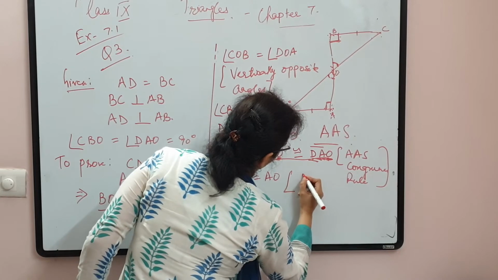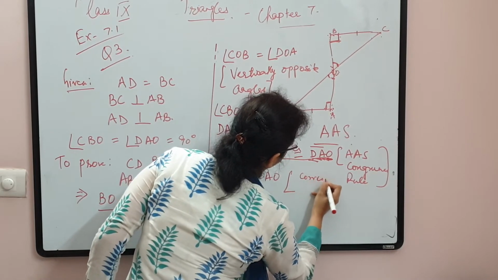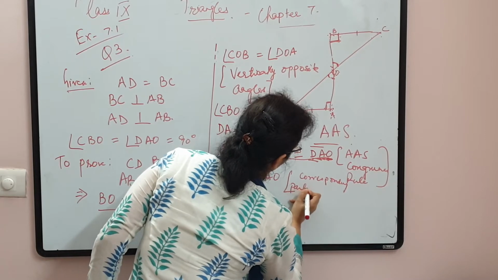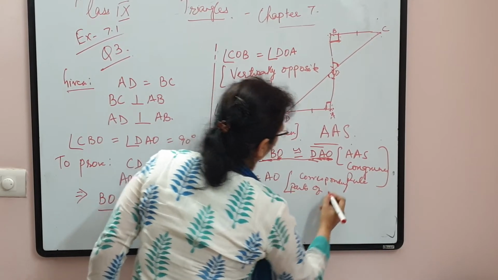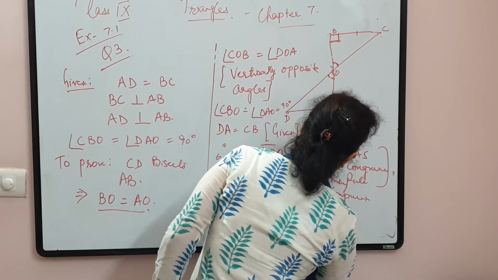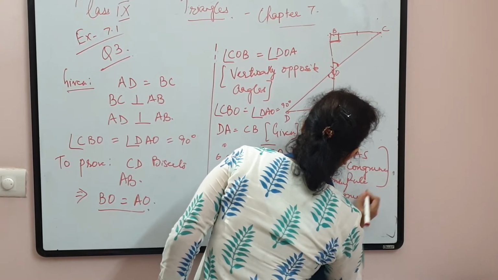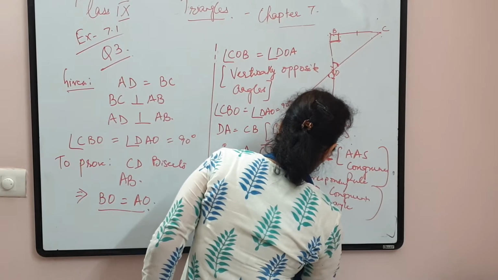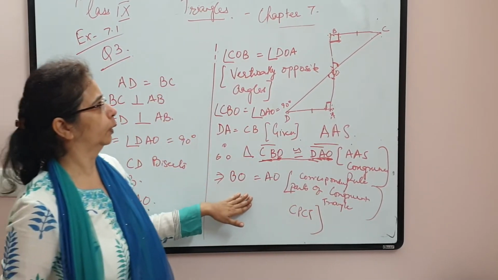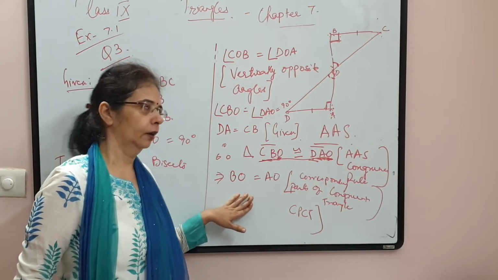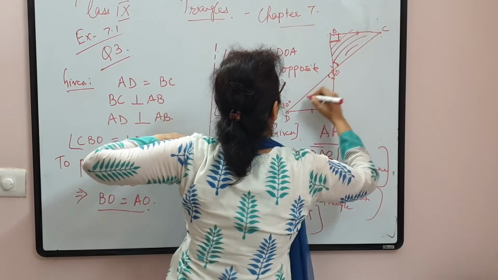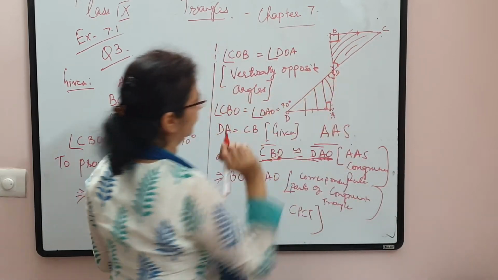Why? Because corresponding parts of congruent triangles, in short written as CPCT. That is why BO is equal to AO. Okay? Because this triangle has been proved to be congruent to this triangle. Okay?